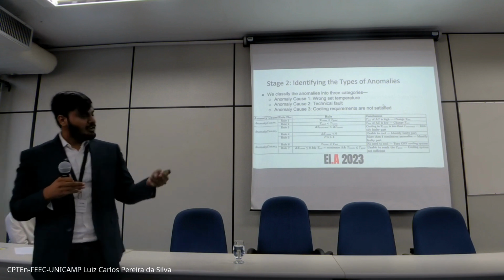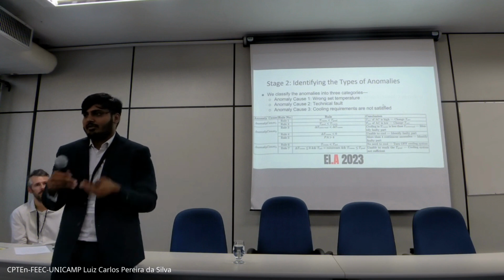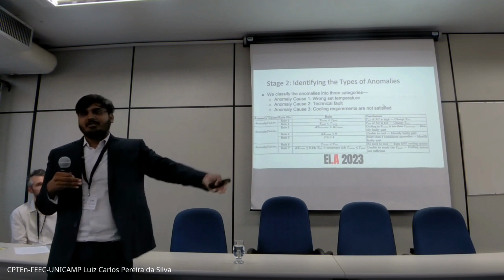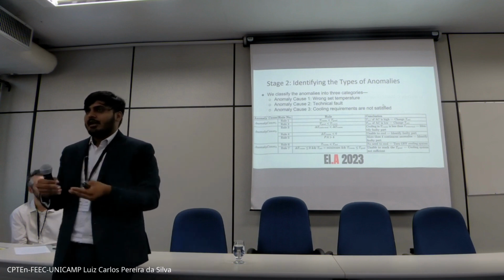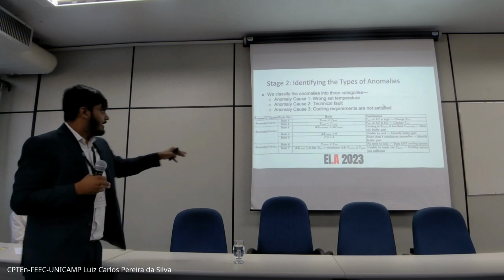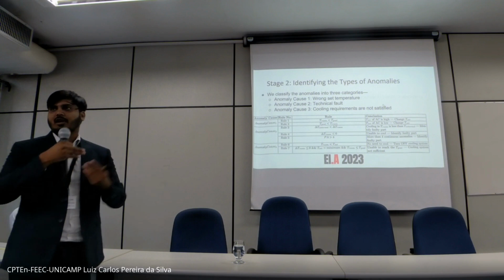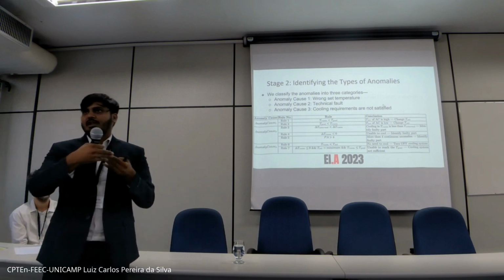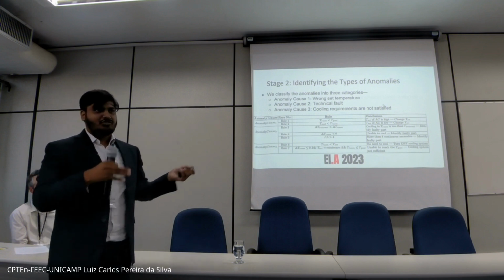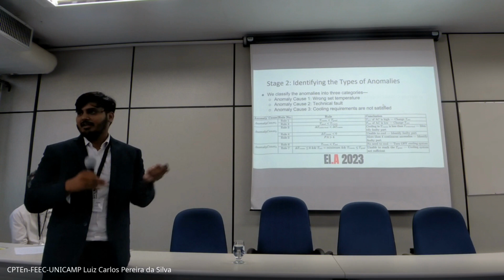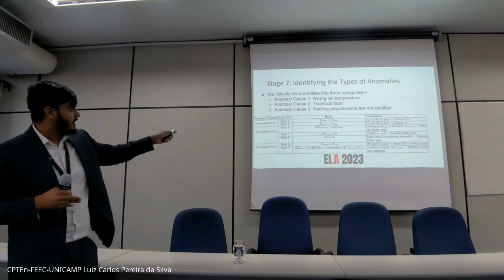And anomaly cause 3 is that the cooling requirements cannot be satisfied by the cooling system now. Because let's say you purchased a system 10 years back, and it is not efficient enough to cool. To detect that, we propose a rule-based methodology where we check the temperature deviation based on external temperature and internal temperature. We studied actual guidelines to decide on these rules.